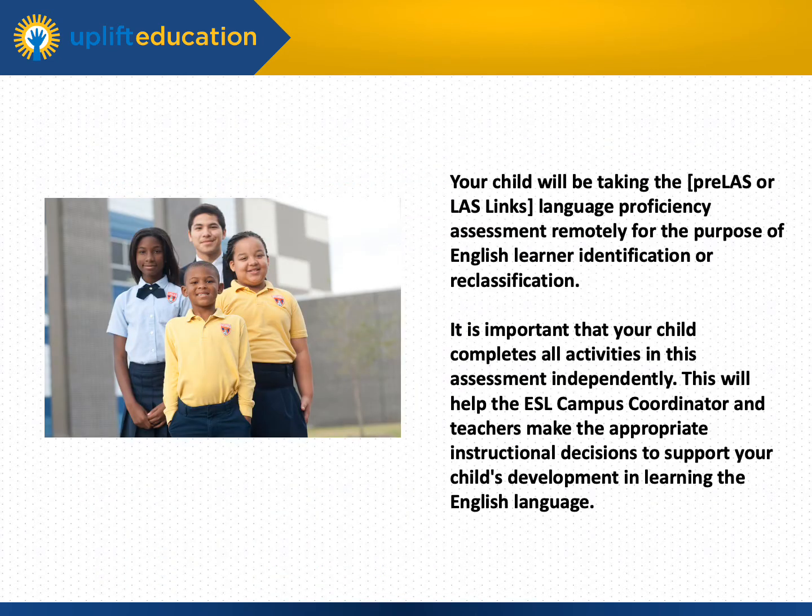Your child will be taking the PreLAS or Lost Links language proficiency assessment remotely for the purpose of English learner identification or reclassification. It is important that your child completes all activities in this assessment independently. This will help the ESL campus coordinator and the teachers make the appropriate instructional decisions to support your child's development in learning the English language. The best help that you can provide is offering them support ahead of time and allowing them to do their test independently so that we can gauge exactly where they are in their English language proficiency.